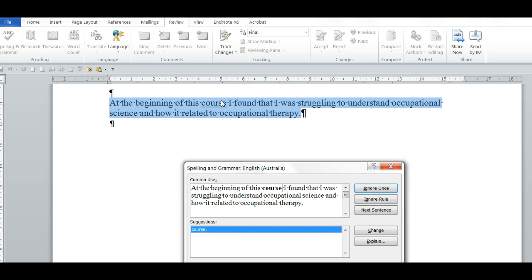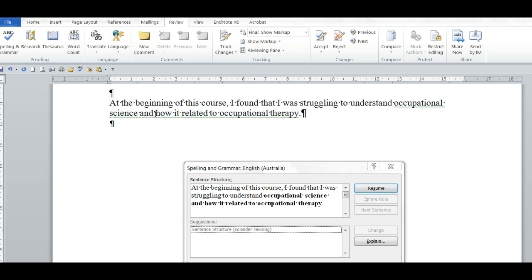Okay, at the beginning of this course, again, comma, take a pause, I was struggling to understand occupational science and how it related to occupational therapy. This is a sentence structure. Sort of maybe look at revising it. I was struggling to understand occupational science and let's try this. Its relationship to occupational therapy. There. Okay?